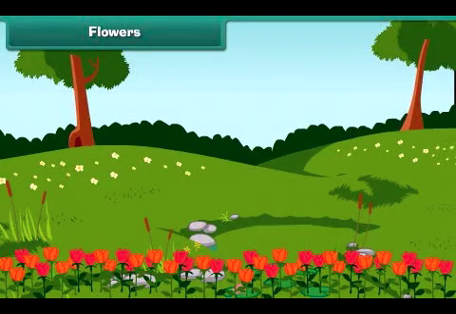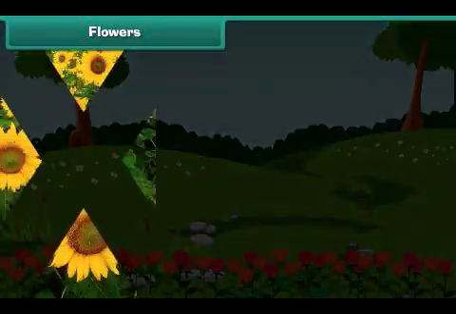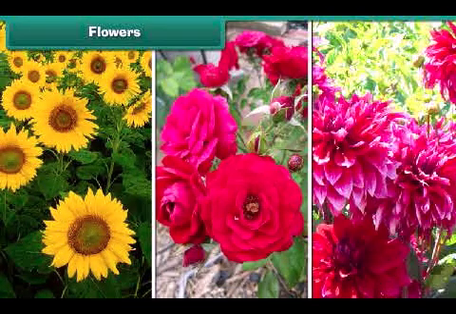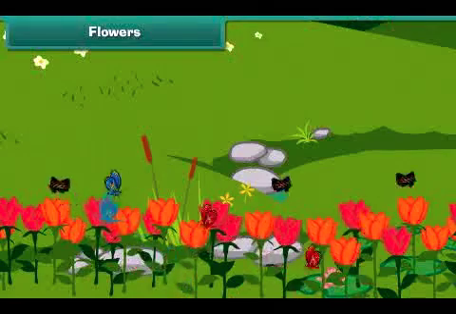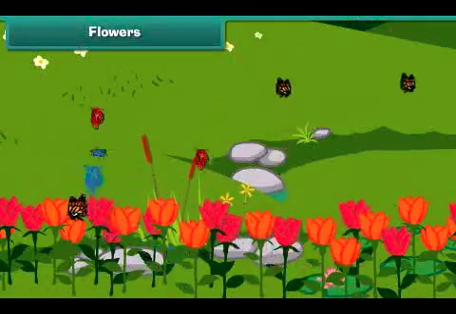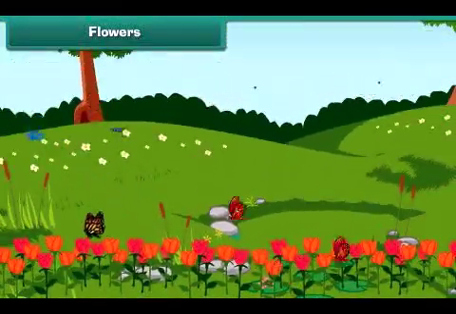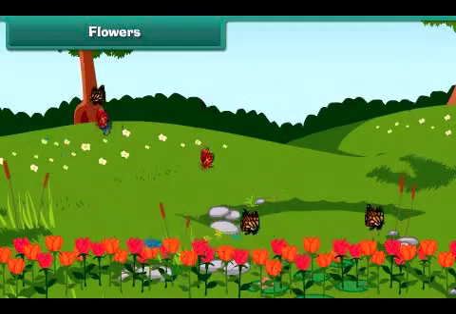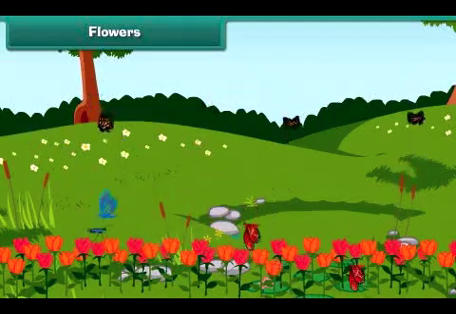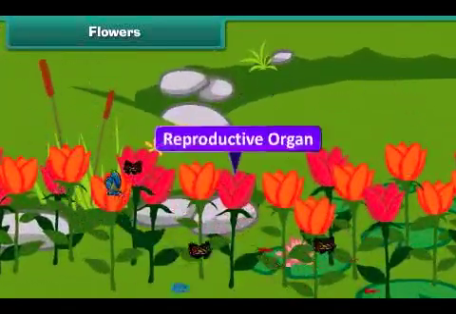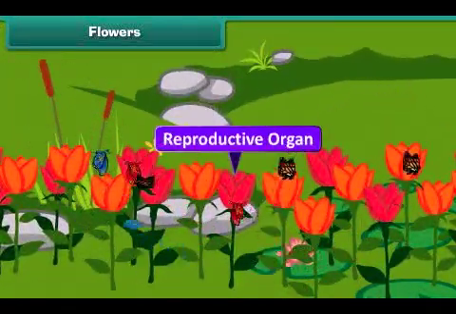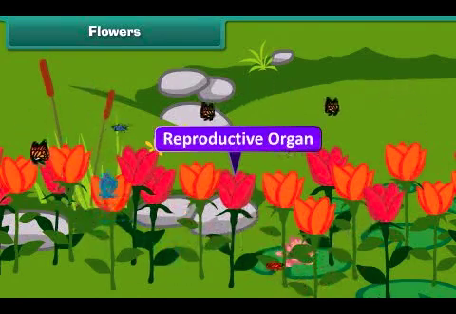Now, let's highlight the most attractive and beautiful part of the plant, that is, flower. They are of different colors. They are of many shapes and sizes. Most of the flowers have a sweet smell, and when it spreads, it attracts insects and birds. You will be surprised to know that flowers are also called the reproductive organ of the plant, as they help plants in the process of reproduction.